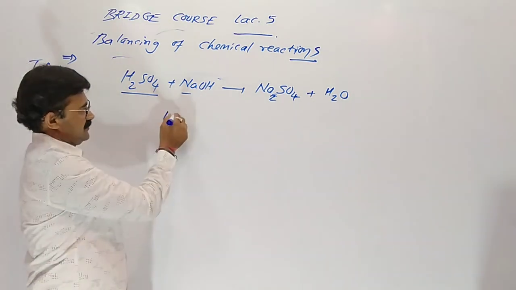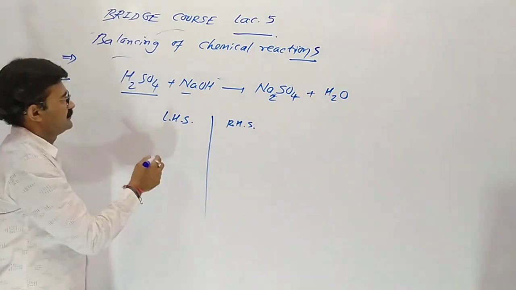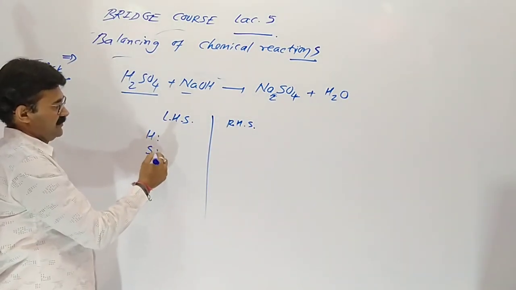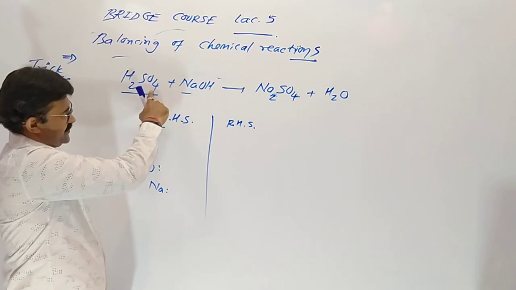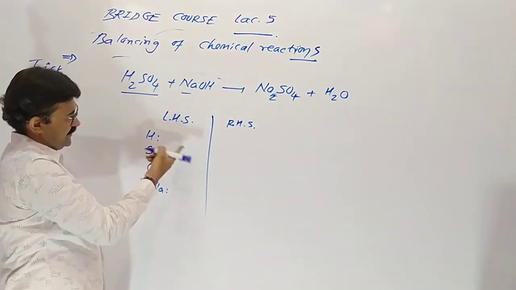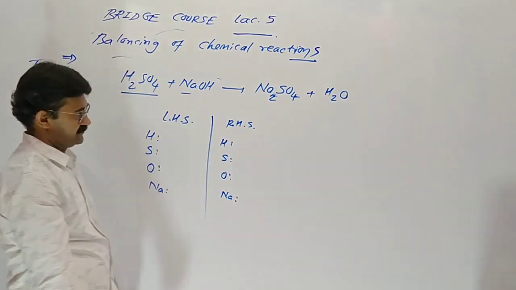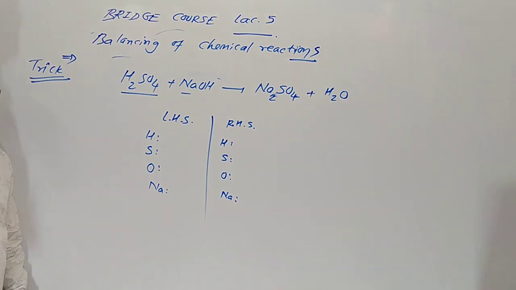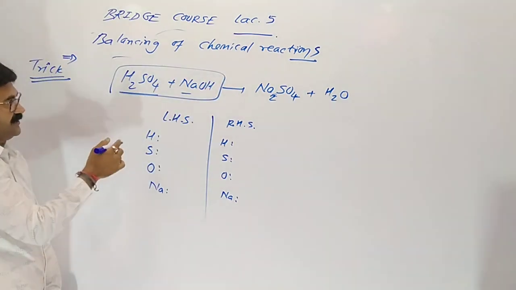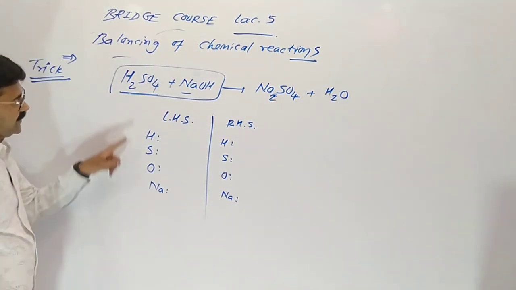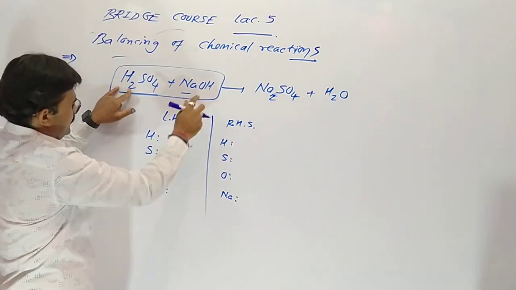Now first of all, left hand side and right hand side. Elements are hydrogen, sulfur, oxygen, sodium. Hydrogen, sulfur, oxygen, sodium, oxygen and hydrogen. Here also hydrogen, sulfur, oxygen and sodium. We have to do rough work for balancing the reaction. Now we have to count the total hydrogen on the left hand side. H2 means 2 times hydrogen. Here is 1. So 2 plus 1, total 3.